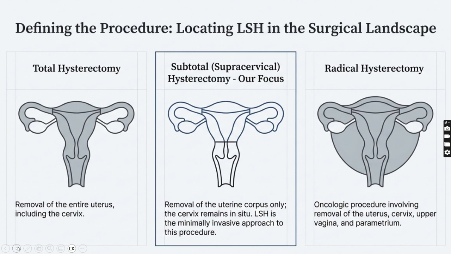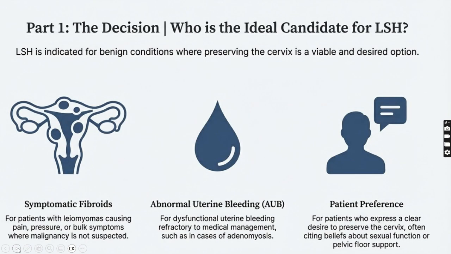Finally, we have the radical hysterectomy, where we remove the uterus, cervix, upper vagina, and parametrium, which is mainly an oncologic procedure. Laparoscopic subtotal hysterectomy is mainly indicated in patients who have symptomatic fibroids, abnormal uterine bleeding, or even if it is the patient's desire.